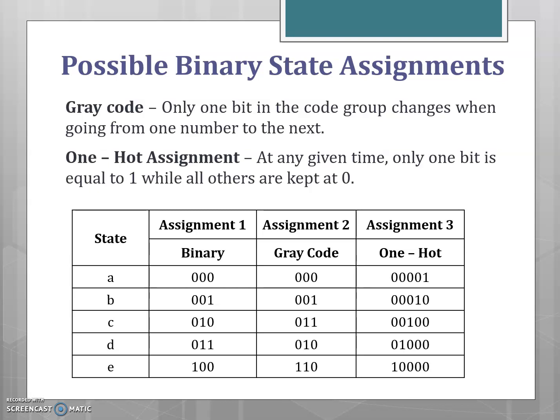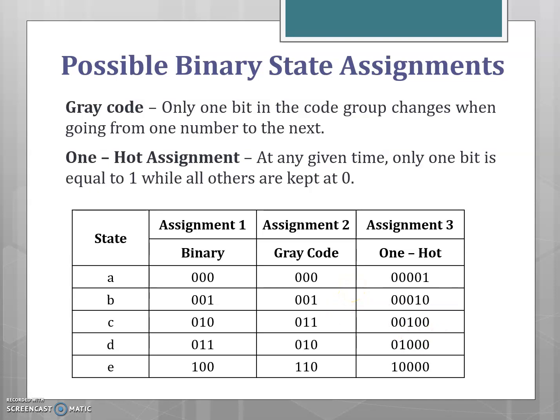One more method of assigning the states is the one hot assignment. In this assignment, only one bit in the code will be equal to 1, and all the other bits are set to 0. Since there are 5 states, I will be using 5 bits. For the initial state A, the first LSB bit is 1. For state B, the second bit is 1. For state C, the third bit is 1. State D, the fourth bit is 1. For state E, the fifth bit is 1. So these are the 3 methods for state assignment.